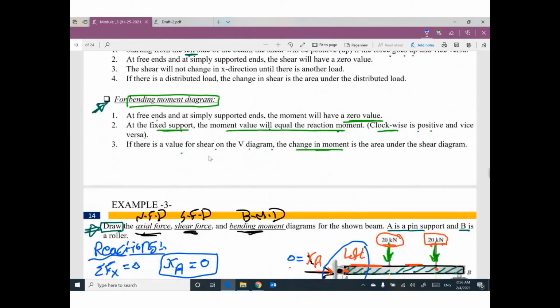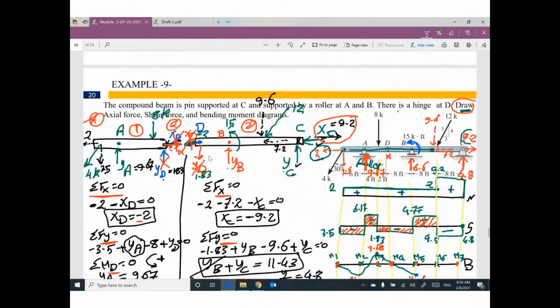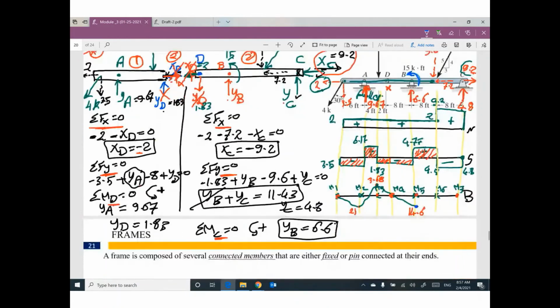Let me ask a question. Is this moment direction counterclockwise or clockwise? It's counterclockwise, so your jump will be to down. You are at 14.6. I need to go down another 15, so your value will be 29.6.